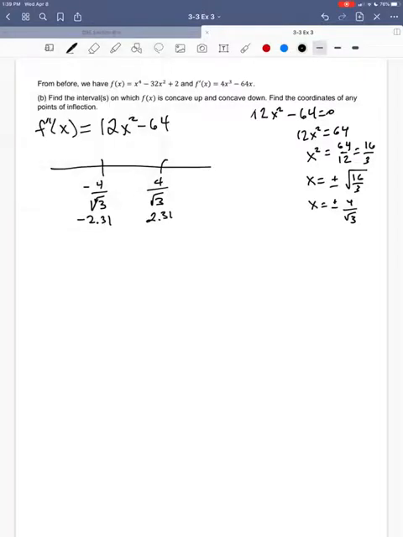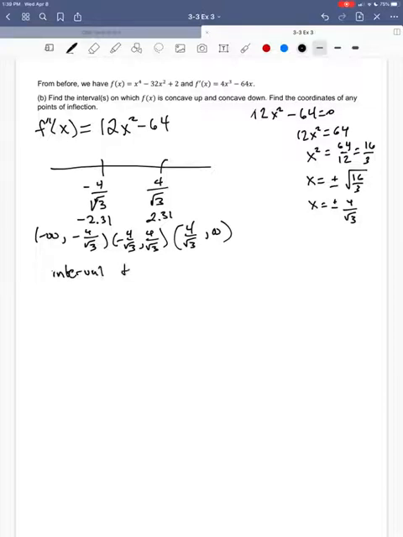my first interval then would be from negative infinity to negative 4 over the square root of 3. Then I'm going to have from negative 4 over the square root of 3 to positive 4 over the square root of 3. And then from positive 4 over the square root of 3 to infinity. Those would be my intervals that I'd get around those places where the second derivative is equal to 0. So now I make a sign chart. So I'm going to have my interval.